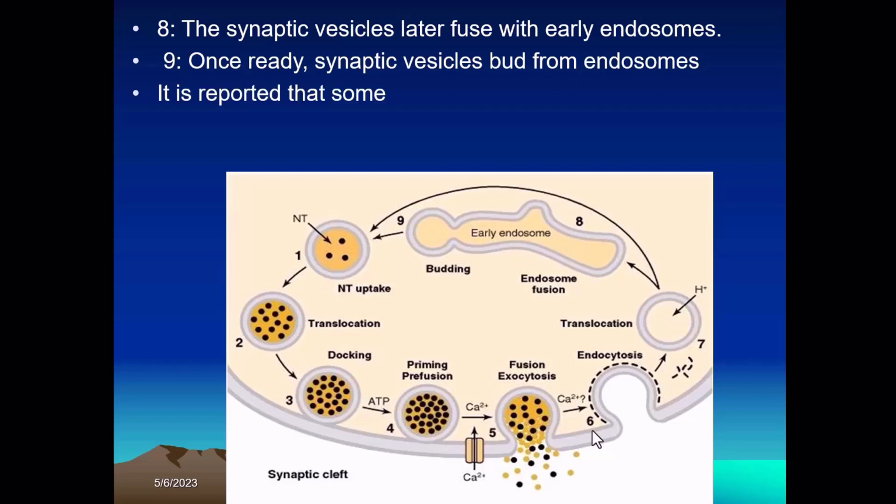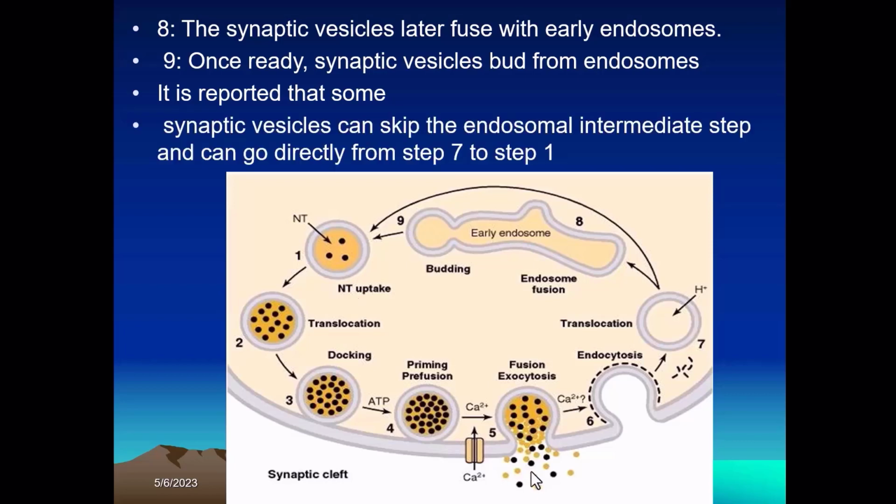Another mechanism is that these vesicles bypass steps 7 to 9. These steps are bypassed, and the vesicle directly jumps to step 1. The vesicle doesn't attach with the endosome, but directly goes to step 1, is reloaded with acetylcholine, and is then reused for synaptic activity by releasing acetylcholine into the synaptic cleft.